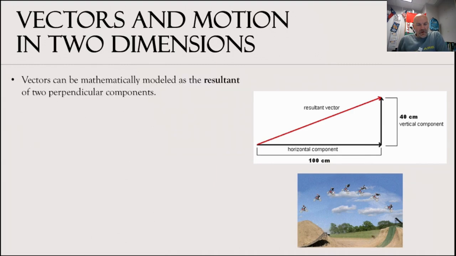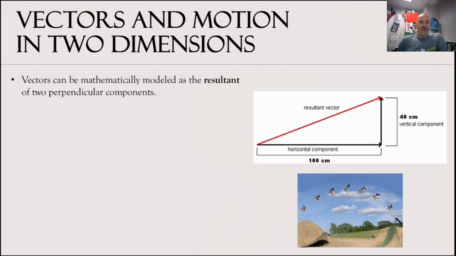Vectors can be mathematically modeled as the resultant of two perpendicular components. If you look at the picture here with the resultant vector, I can take that vector and turn it into components that are perpendicular. It'll have a horizontal component and a vertical component. We can put that together and figure out the magnitude of that vector by simply using the Pythagorean theorem, because all we've done is create a right triangle.